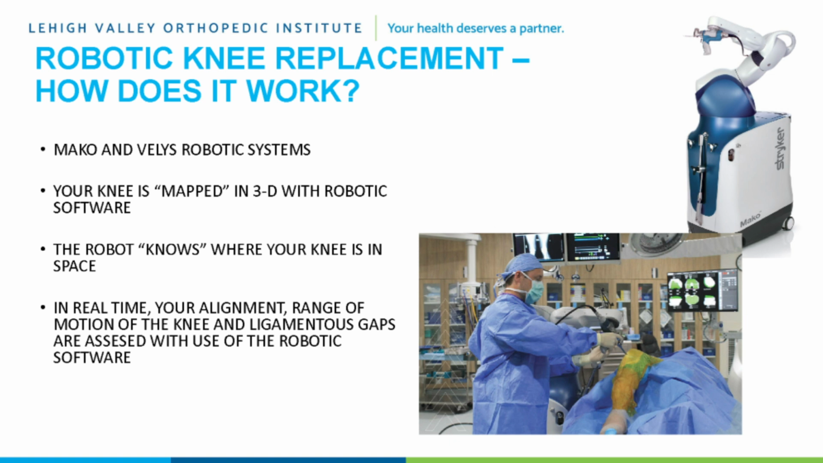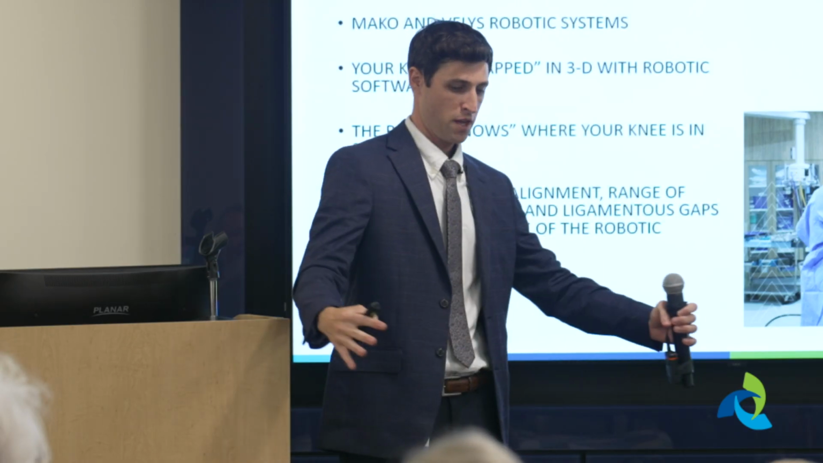So how does robotic knee replacement work? I think robotic surgery is very different across different medical specialties. General surgery, OBGYN, their robotic surgery is very different from how we do it in joint replacement. So this picture up in the top right-hand corner is actually what the robot looks like. It's about this tall and it's about this wide.